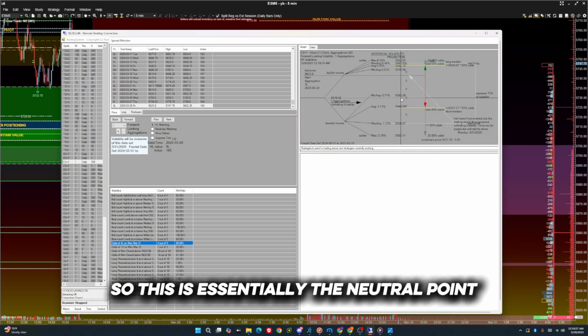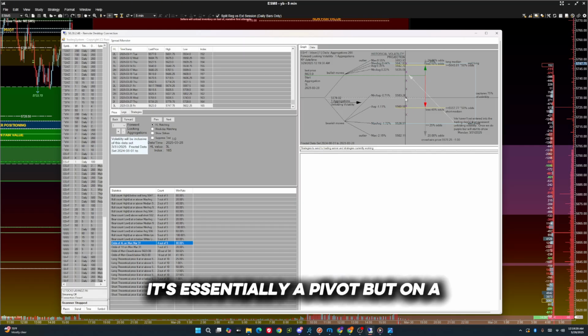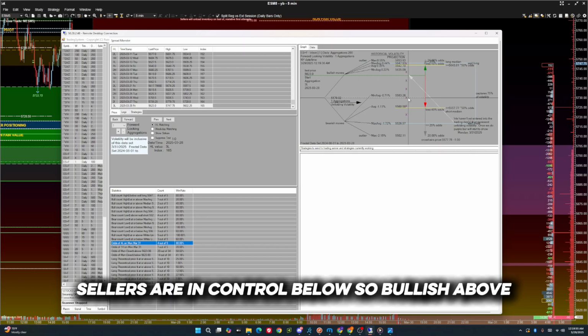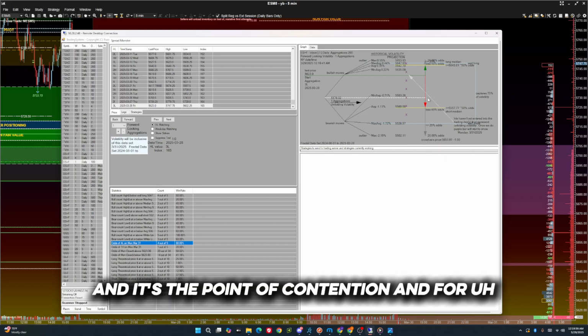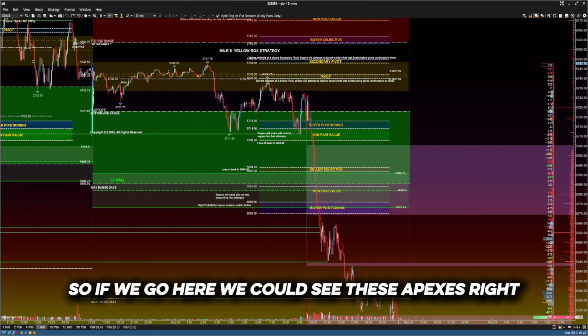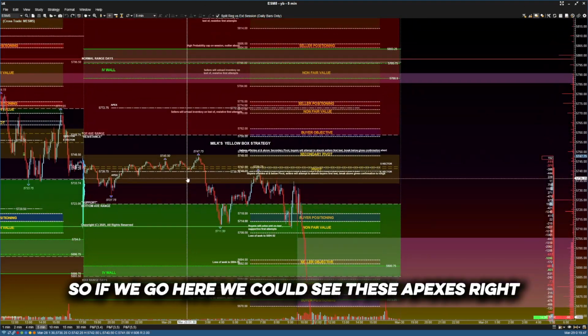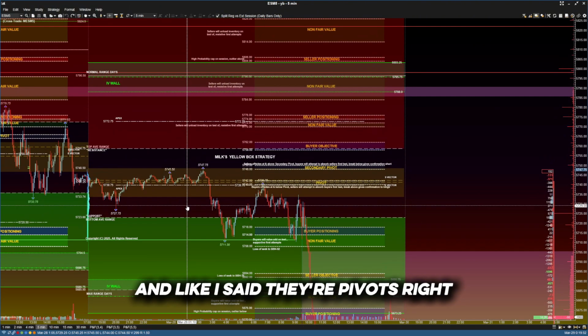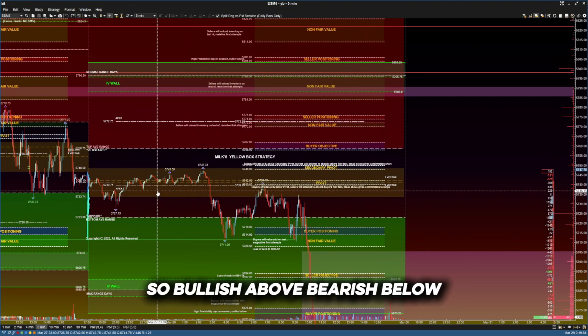So this is essentially the neutral point. It's essentially a pivot, but on the Spread Monster graph. So it's saying buyers are in control above, sellers are in control below. So bullish above, bearish below, and it's the point of contention and for directionality as well. So if we go here, we can see these apexes, right? And like I said, they're pivots, right? So bullish above, bearish below.